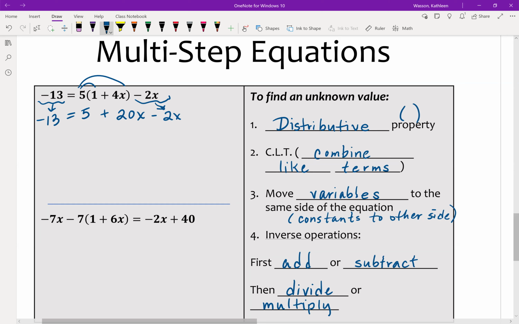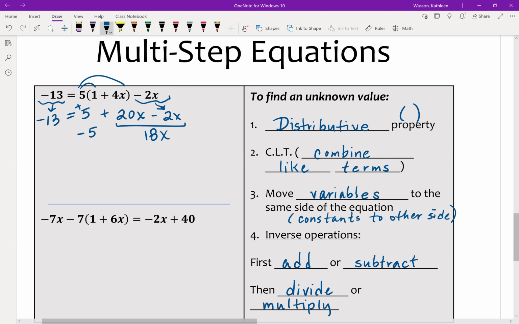Next, I combine like terms. These are like terms. They both have x. 20x minus 2x is 18x. 13 and 5 are both constants. To move variables to one side of the equation, and constants to the other side of the equation is the next step we would take. I have the variables combined on the right side, so I'll move the constants to the left side using inverse operations. This is a positive 5.